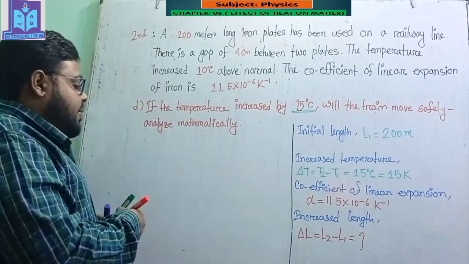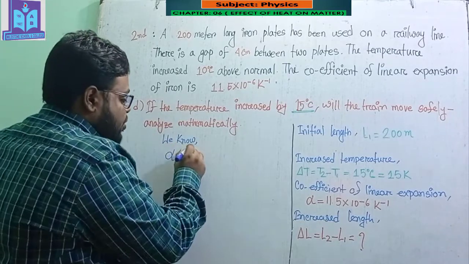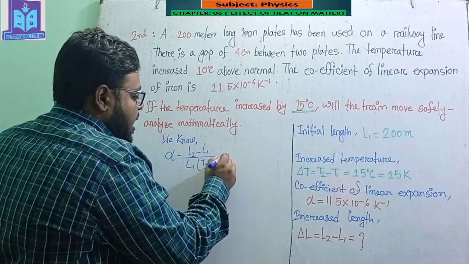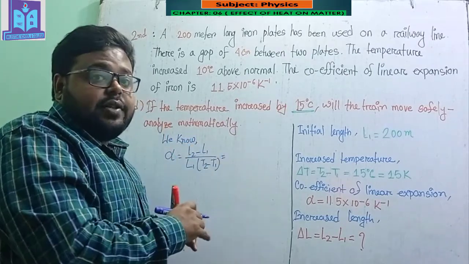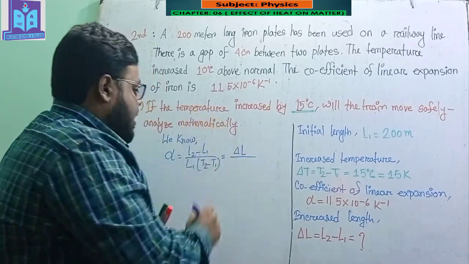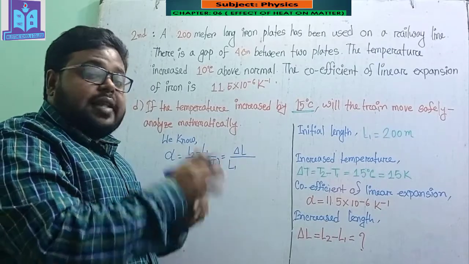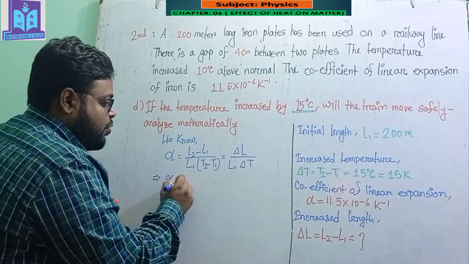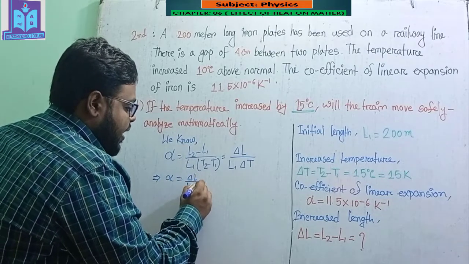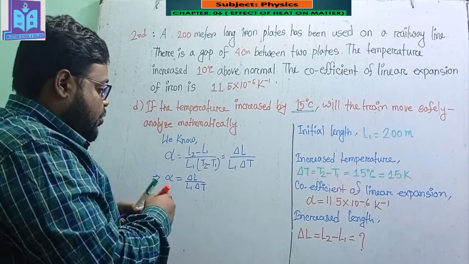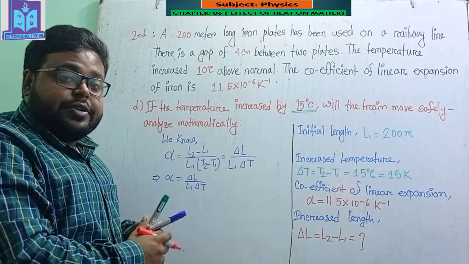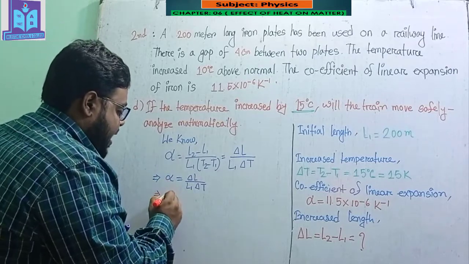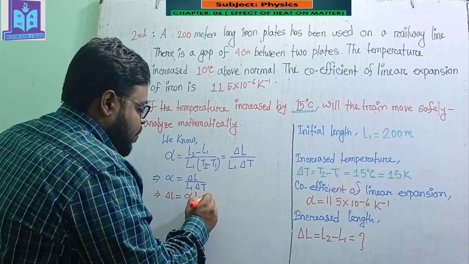The coefficient of linear expansion alpha equals L2 minus L1 divided by L1 into T2 minus T1, and L2 minus L1 is the increased length, so I can write it as del L. And here T2 minus T1 is the increased temperature, so I can write del T. So alpha equals del L by L1 into del T. If I want to find this del L, the increased length, then I can do cross multiplication, and del L equals alpha L1 del T.